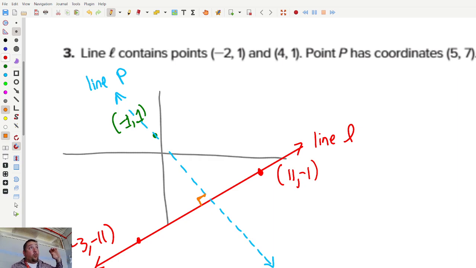Then we're going to find, I'll color code this, the intersection point. And lastly, we are going to calculate the distance using those endpoints. That's the idea. Okay.